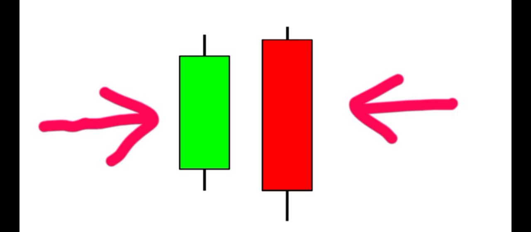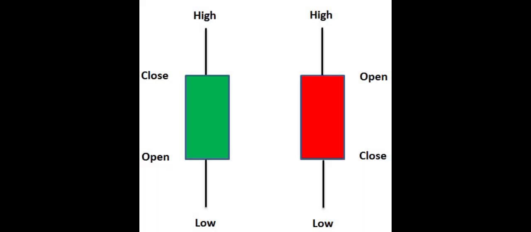Now let's talk about some details. Each candle contains a body and a wick. The body represents the opening and closing of the candle, whereas the wick represents the highs and lows of that candle in that particular time frame.